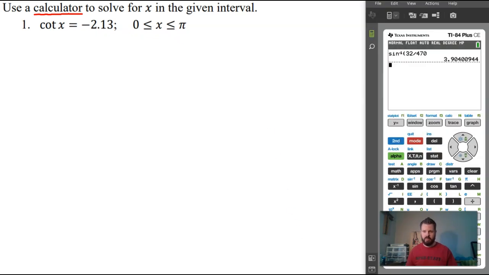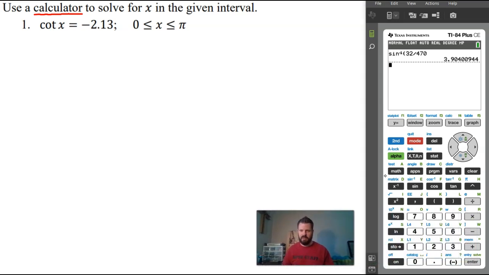Let's get our calculators pulled up. Let's go to our y equals screen. I want to graph cotangent x, which is the same thing as 1 divided by tangent x. And for my second equation, I want the negative 2.13.